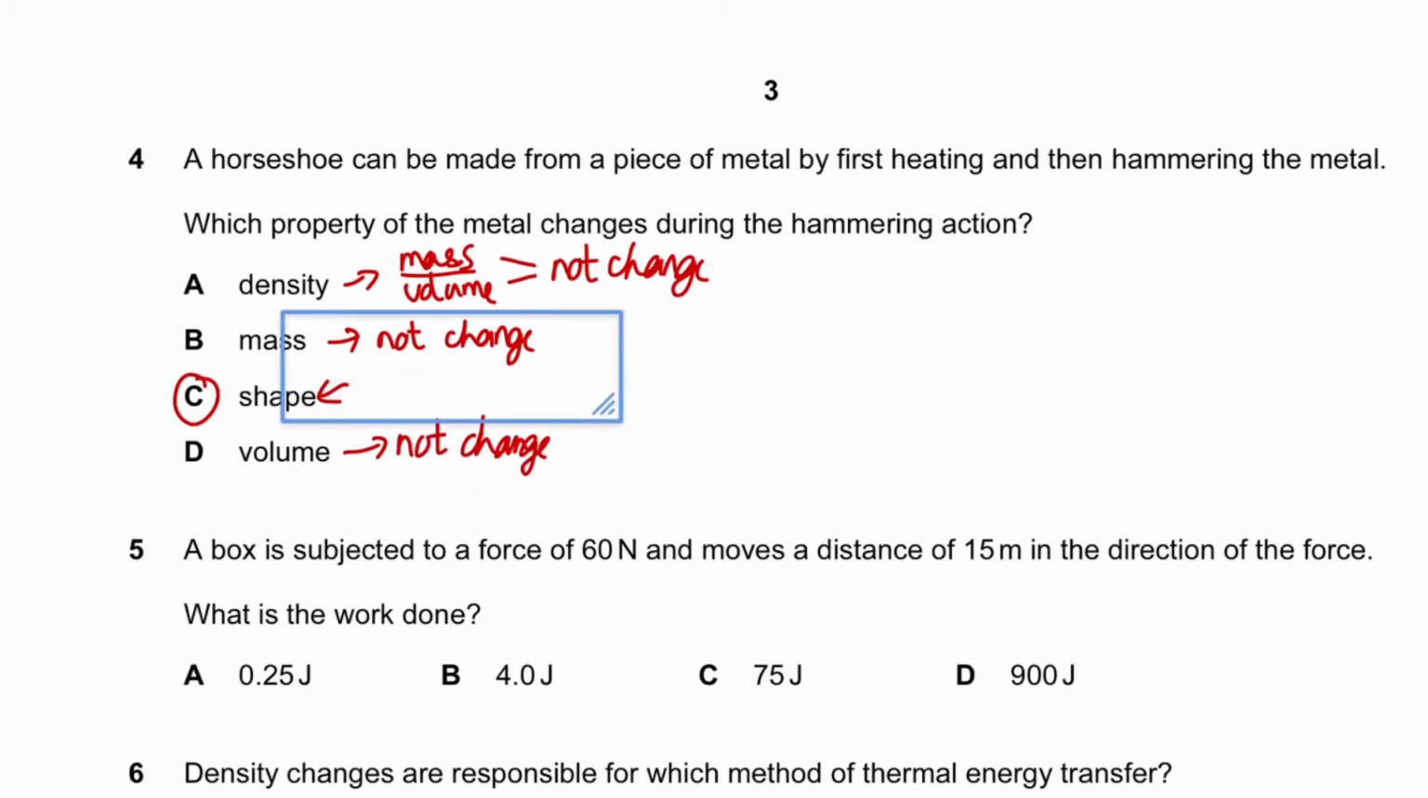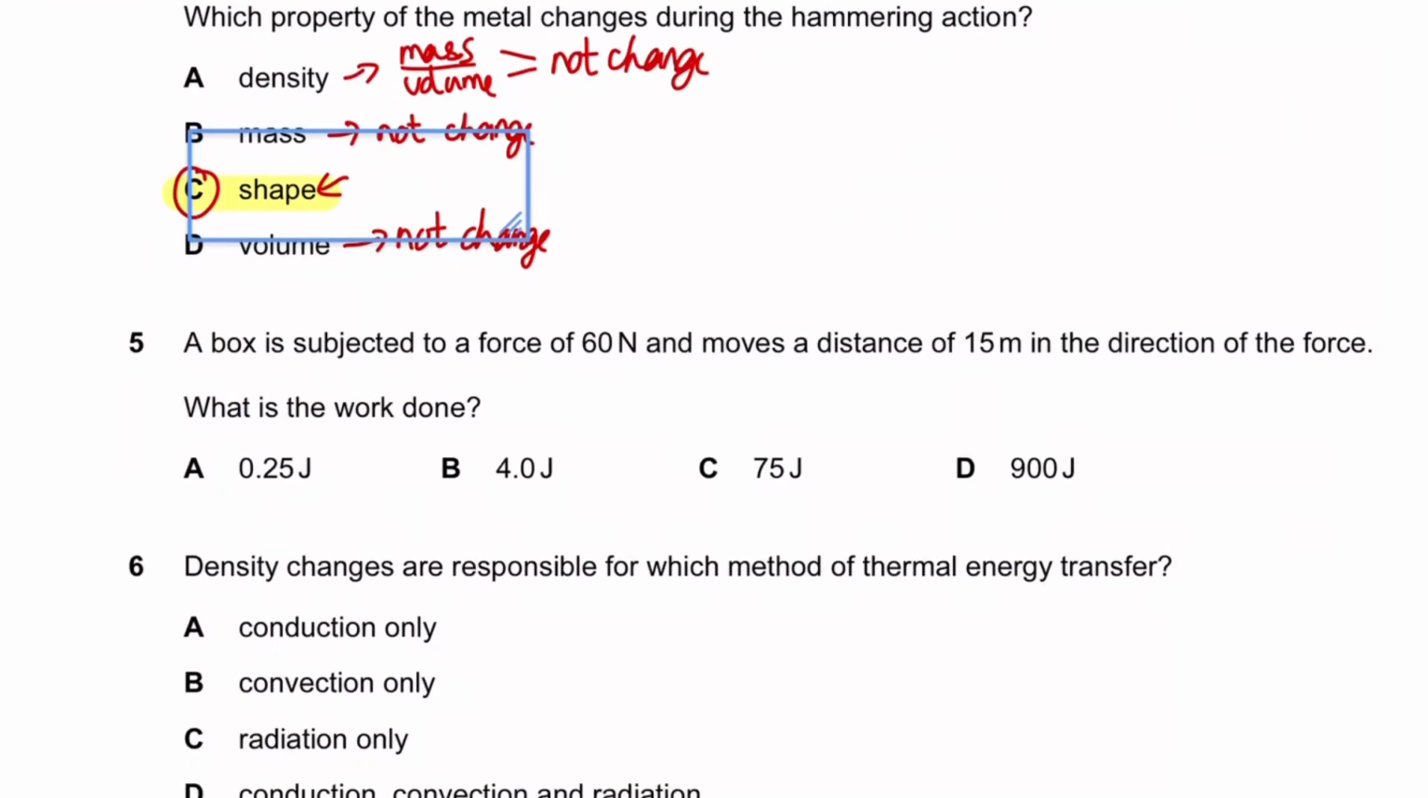Okay, going back to density. Density will only change when you switch the metal, to different types of metal. Other than that, it will not change at all. So the answer will be option C, shape.